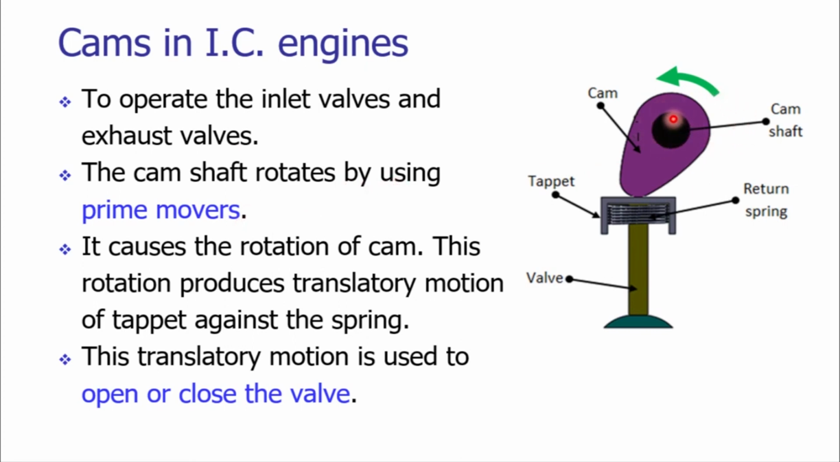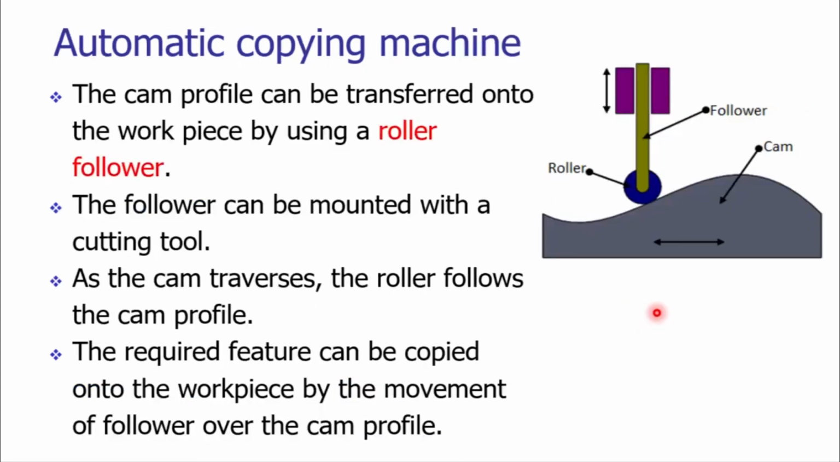The camshaft rotates by using the prime mover. It may be a motor or it may be the energy that is getting transferred from the crankshaft itself to the operation of the camshafts. The prime movers are rotating the cam and that is producing the translatory motion of the tappet, and the tappets are utilized to open or close the valves, as we have already seen.